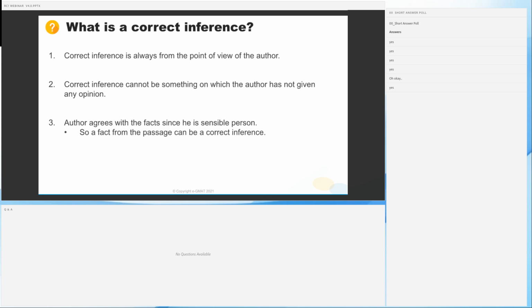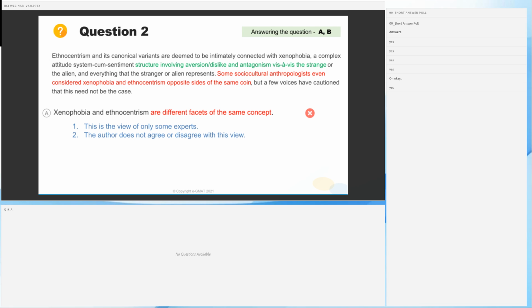Okay. Now, remember this: the correct inference is always from the point of view of the author, which means that the author would 100% agree with it. Or the correct inference is a fact given in the passage. So with that, let's talk about poll questions, how you guys responded to this one here.